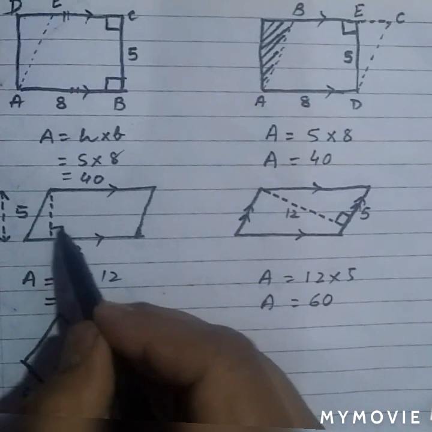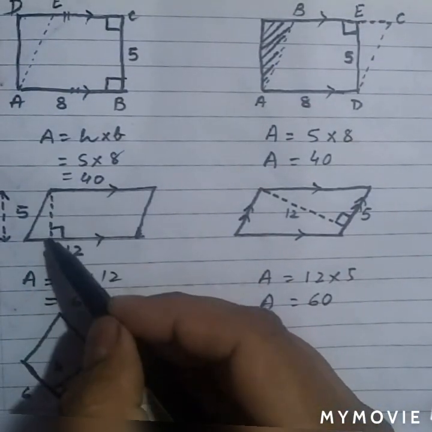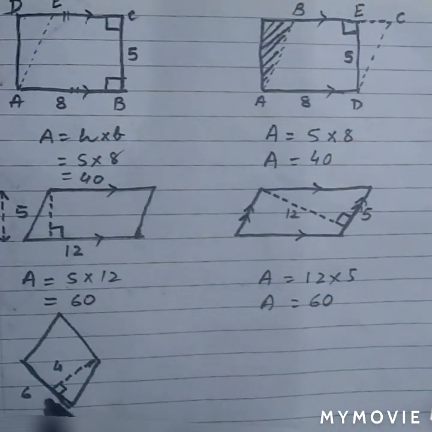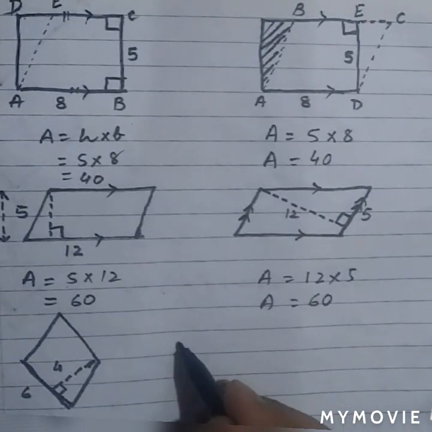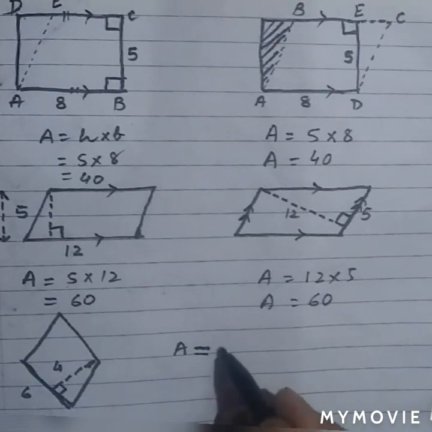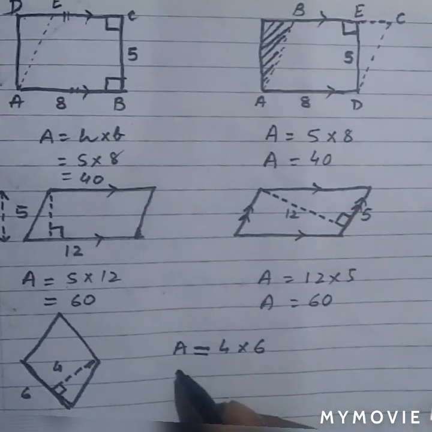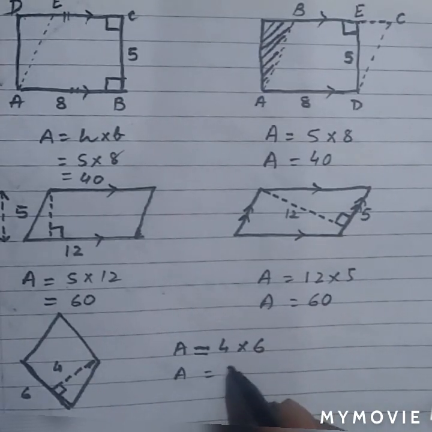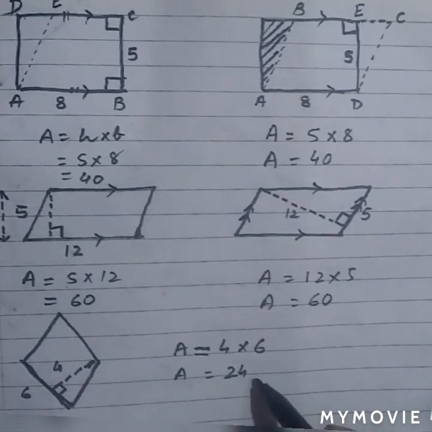And that height also makes 90 degrees with the side to which I am taking it. The same can be done over here, so this line can be taken as its perpendicular height. Now in this case, if I am going to find the area, the perpendicular height will be 4 and the base will be 6, and its area will be 4 into 6, that is 24 centimeters square. Whatever the unit is, it will be placed over here if it is given to us.